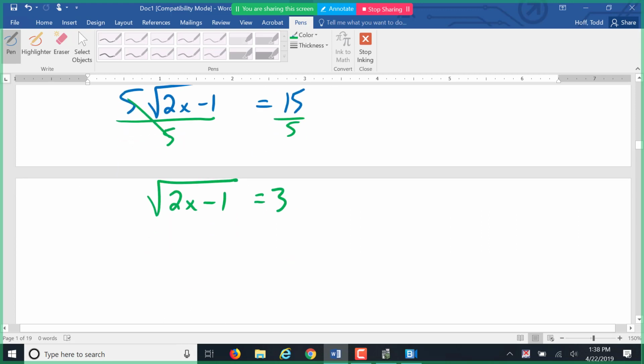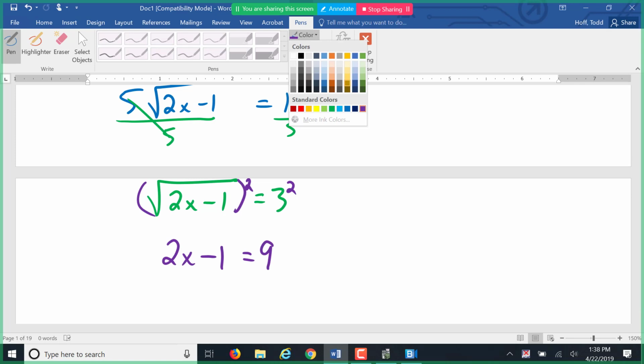Now that we've isolated the radical, now we can get rid of it. We're going to square both sides. Again, the root and the squared cancel out. We have 2x minus 1. 3 squared is 9.